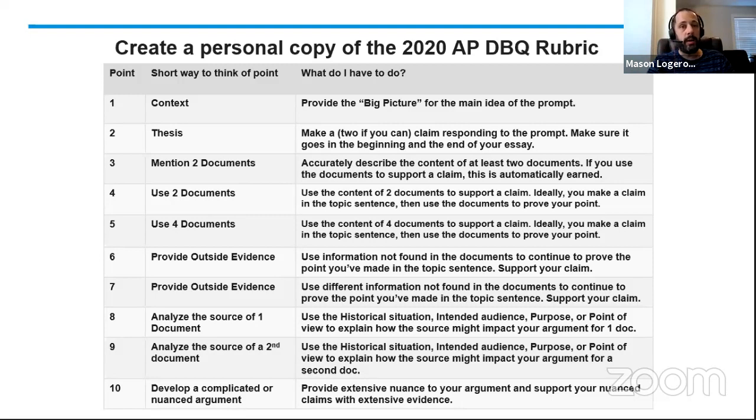But if you are thinking about the complexity point, I think one of the easier ways to do it is have a "however" somewhere in your thesis. Here's claim A, however, here's claim B, that kind of shows the other side. And if you can do a really good job supporting it and showing some nuance in your argument, then you're possibly headed for that complex argument.